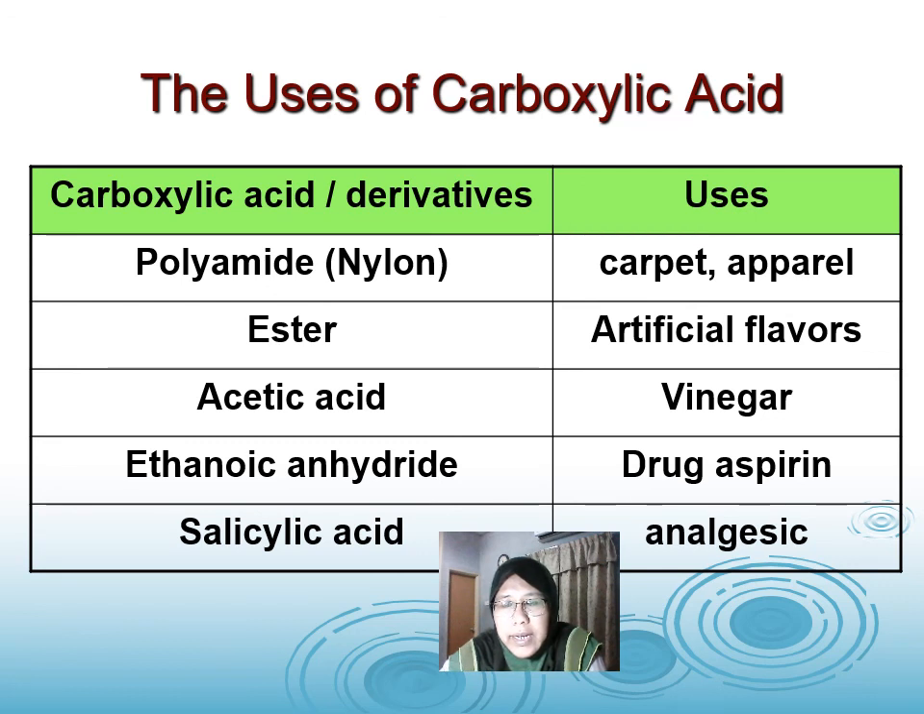This is the table that I'm not able to explain in some of the classes. Polyamide, a nylon, is a polymer that can be used as carpet and our clothing. And then ester is artificial flavors. Banana flavors can be synthetically produced. But we have the banana in our country, so no need to use the ones that is produced in the lab. Acetic acid is the vinegar in our kitchen. Ethanoic anhydride is used as aspirin, and salicylic acid is analgesic used in hospitals. So these are some of the use of carboxylic acid. There are more.